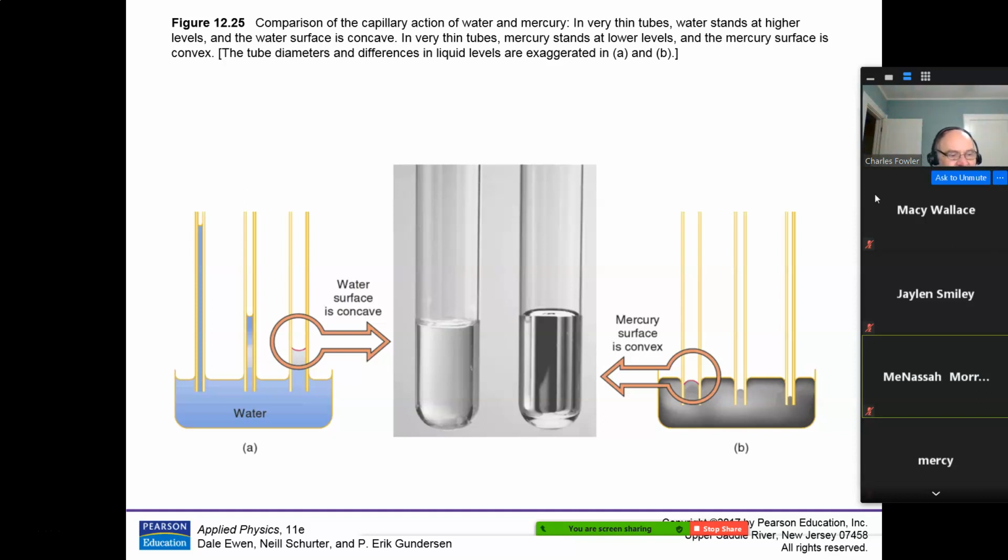All right, so that's one property of liquids. Or actually two.